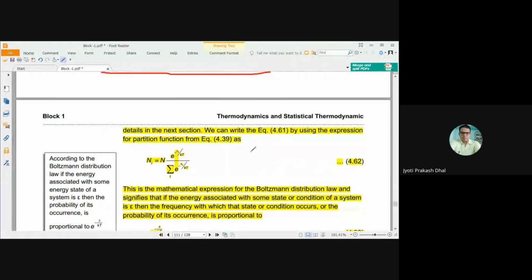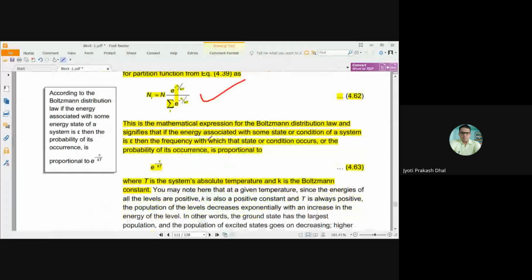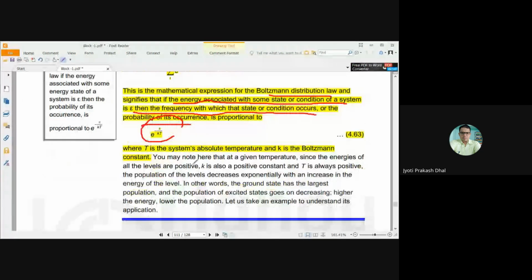Now we can write equation 61 like this: Ni equals N into e to the power minus epsilon i by kT, whole divided by the summation of e to the power minus epsilon i by kT. So this is the mathematical expression of the Boltzmann distribution law, and it signifies that if the energy associated with some state or condition of the system is epsilon, then the frequency with which the state or condition occurs, or the probability of its occurrence, is proportional to e to the power minus epsilon by kT, where T is the system's absolute temperature and small k is the Boltzmann constant.